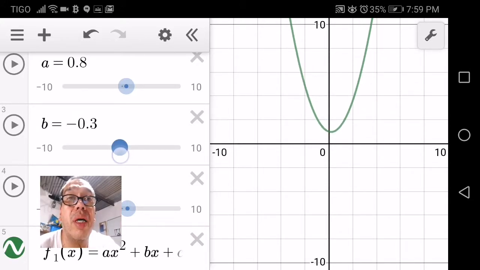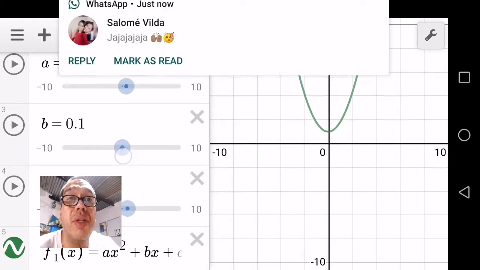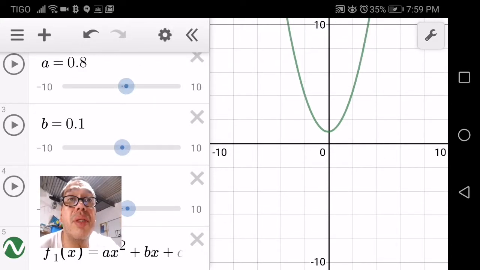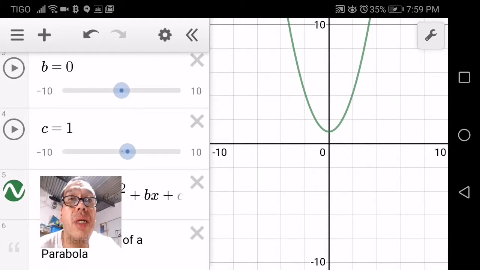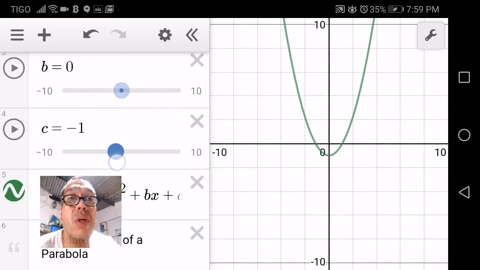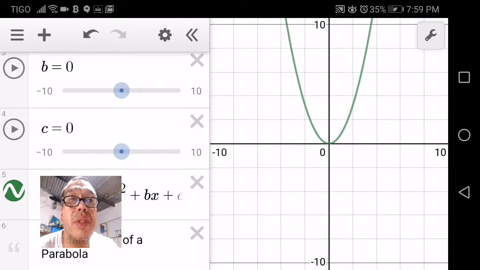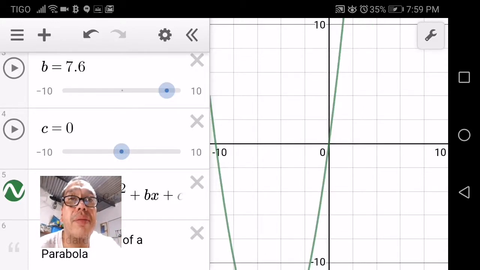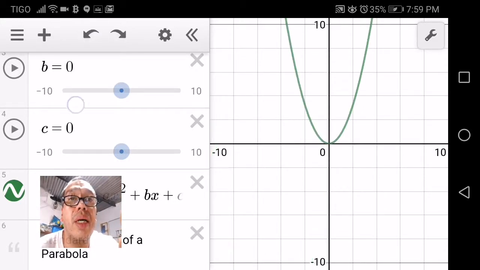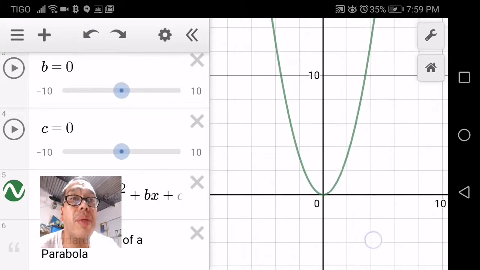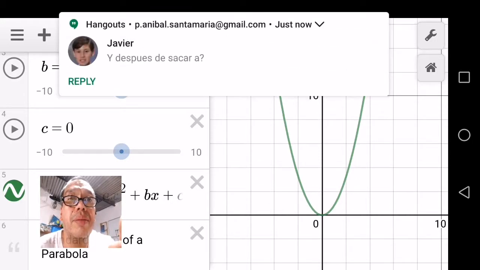For example, I could just leave it without any linear component. See, there's a 0 there, and no constant term either. There's a 0 there. And if you do that, then the parabola is nice and centered like that.